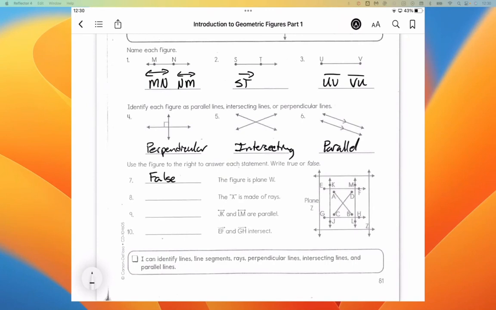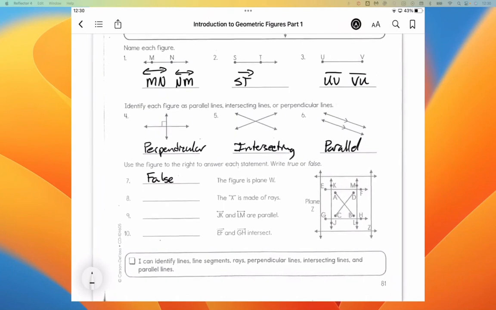The X is made of rays. So the X in the middle, is that made of rays? No, it is made of line segments.